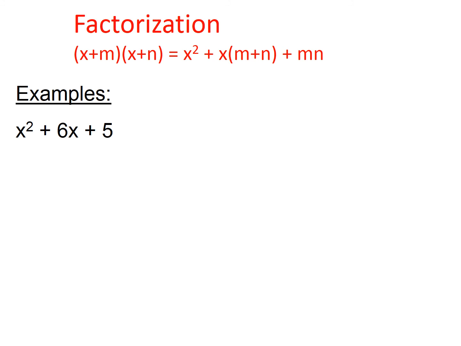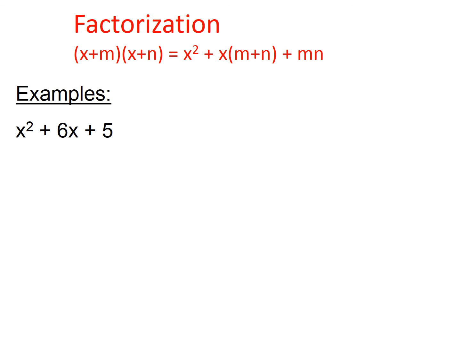So we want to do this thing backwards now. We know that this term here, this plus 5, has got to be one number times another number, m times n. So we could write down that mn equals 5. We also know that m plus n is going to equal 6.